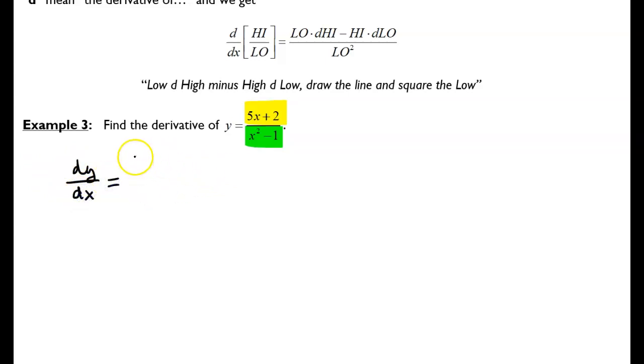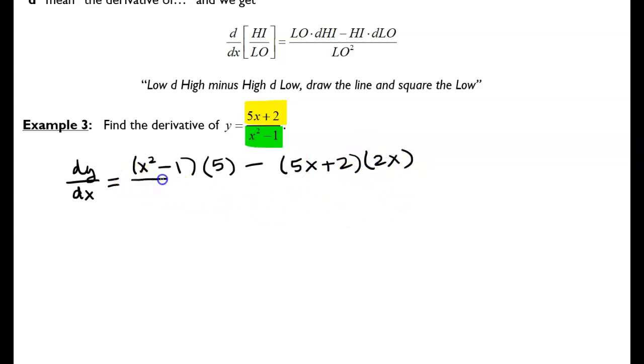is low, so that's x squared minus 1. D high, so the derivative of the top, which is 5, minus high, 5x plus 2. D low, 2x, so derivative of the bottom, all over the bottom squared, low squared. Okay, so that was low, d high, minus high, d low, draw the line, square the low.